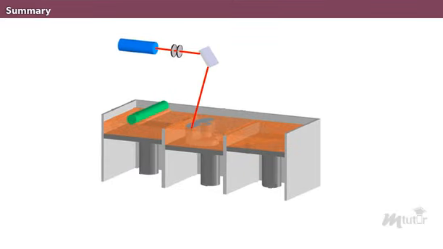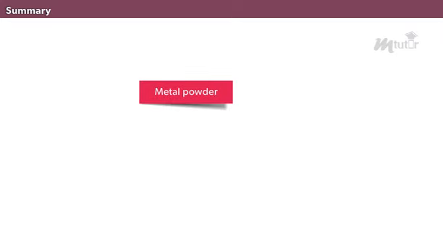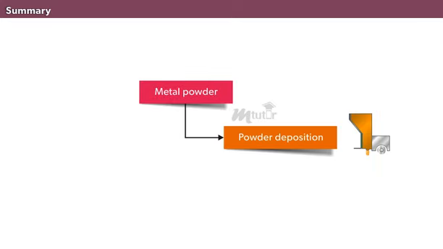Summary. In this lesson, you have learnt that DMLS, that is, direct metal laser sintering, is the manufacturing process which creates parts additively by sintering fine metal powder particles, also fusing them together locally. Powder that is applied as a thin layer is deposited onto the build platform or by the powder bed.